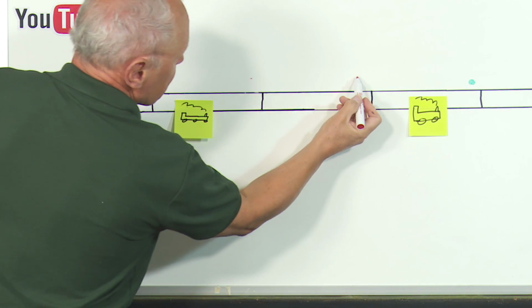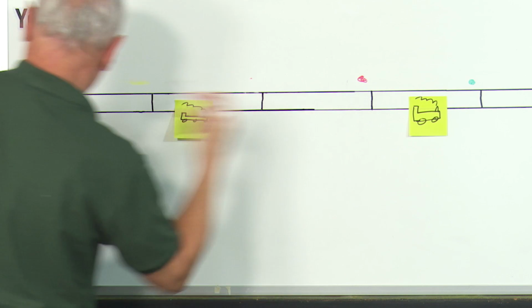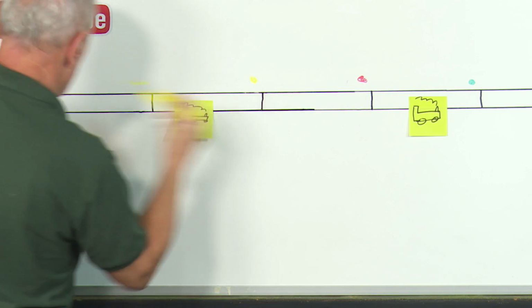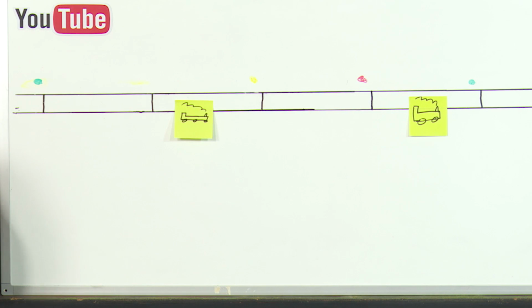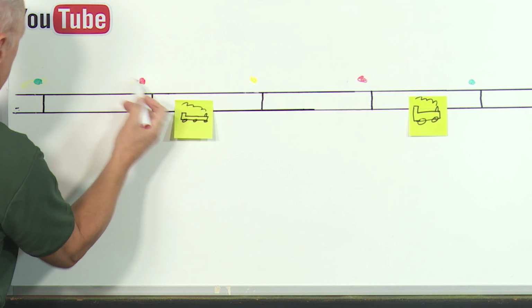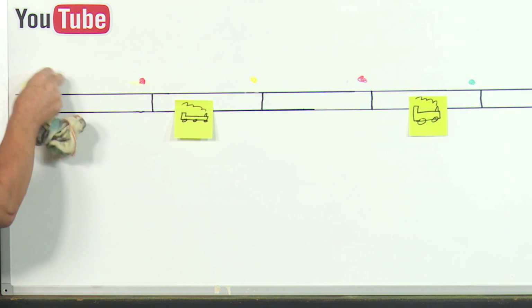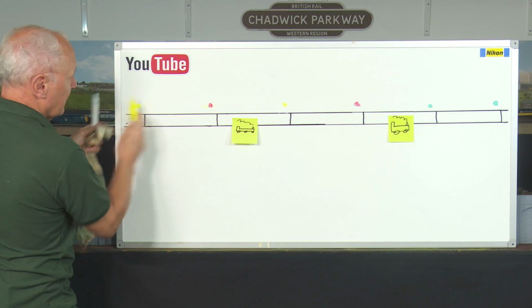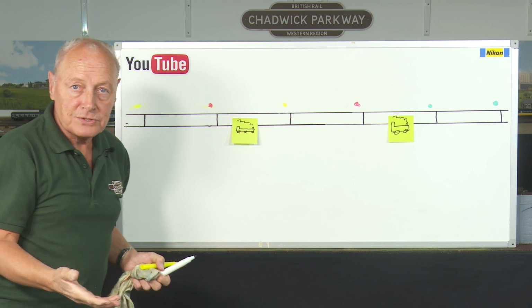That block turns red. This one then turns yellow. And behind this one, it turns red. And this one turns yellow. And the sequence runs on.